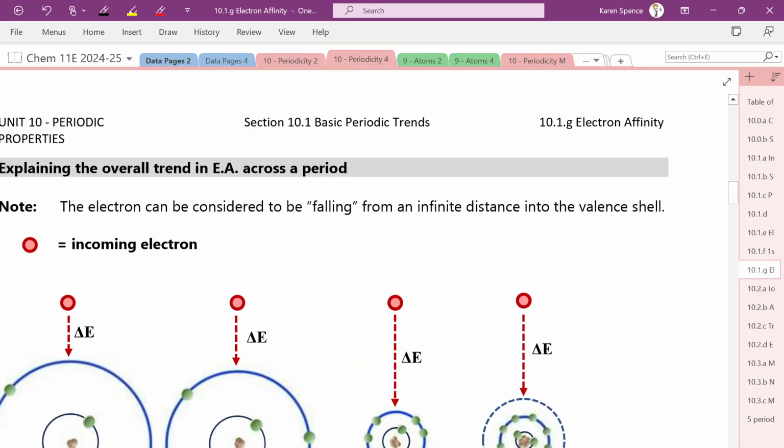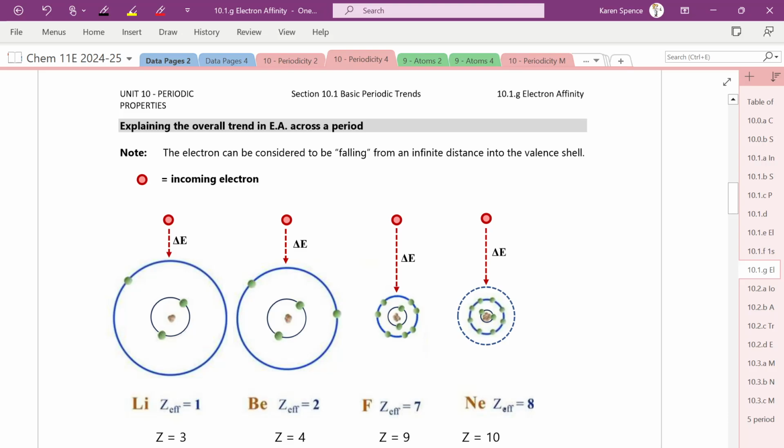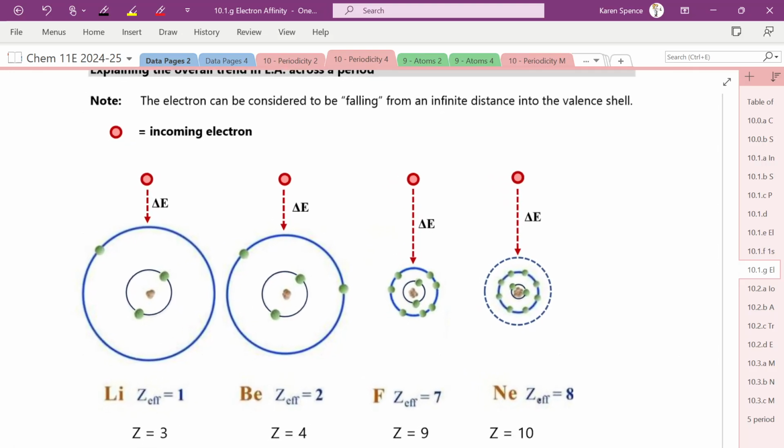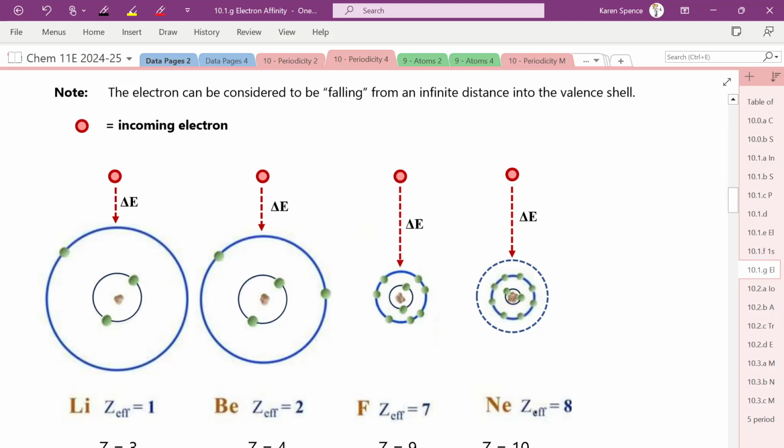If we go to our next page, we can actually see what's happening. The electron is falling from an infinite distance into the valence shell. Okay, so here's our incoming electron, and where is it falling to? It is falling to here. Yes? So it's falling that far. This one is falling further, right? You see the distance got a bit bigger? And then here, this one follows even further.